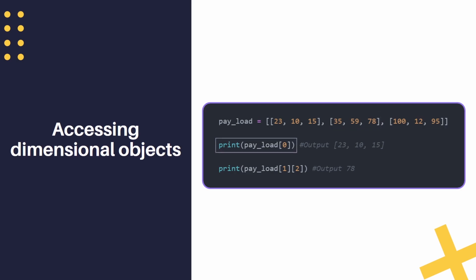We then move on to printing our payload object, and at index 0, we would get the output of the first list. That is to say, a list of integers that include 23, 10, and 15. We can take this a step further. If we print the payload with two indexes being referenced, notice that at index 1 we target the second list, and within the second list we target the second index, which would output the integer 78.